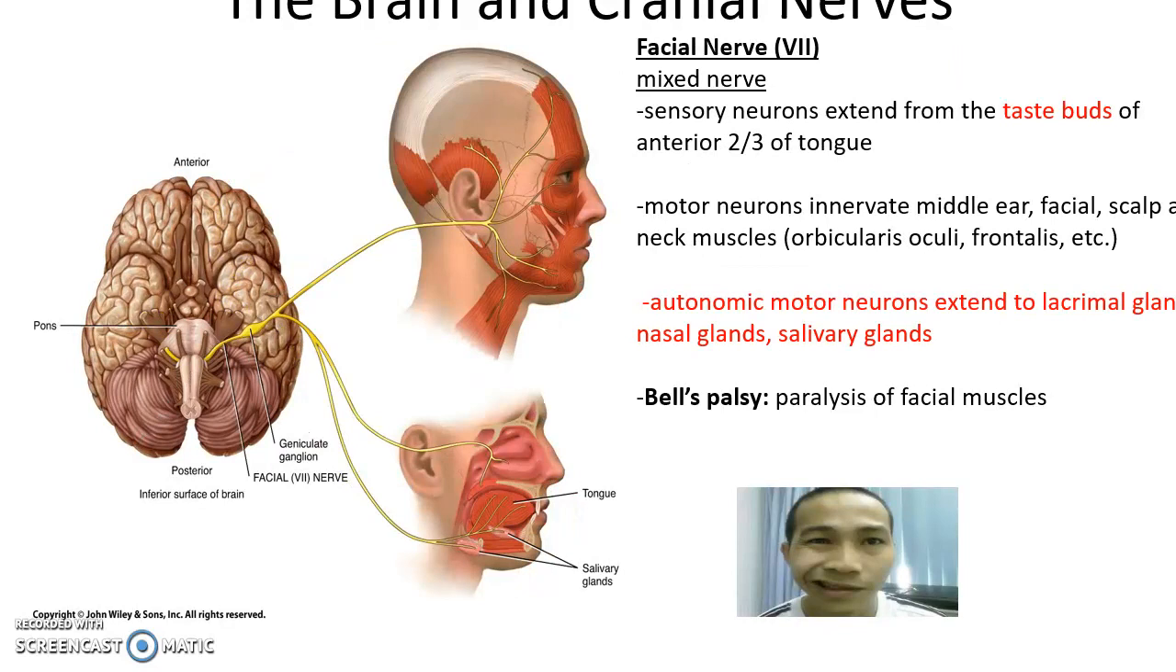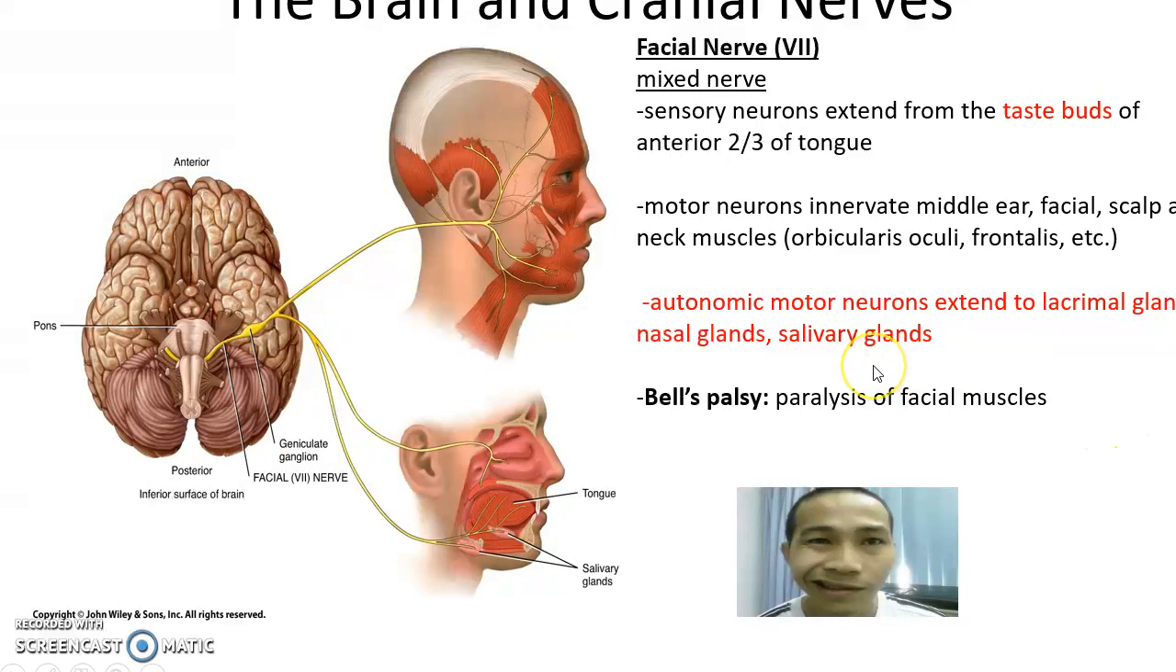Then we have the facial nerve. Facial nerve, cranial nerve 7, goes to more the superficial muscles of the facial area, also going to the tongue and nasal cavity. So sensory neurons, it carries the taste sensation for the anterior 2/3 of the tongue. Motor neurons help to control muscles in the middle ear, muscles in the face and scalp and neck. And it also has some autonomic motor neurons to control some of the glands, such as the lacrimal glands for tear fluid, nasal glands, salivary glands.